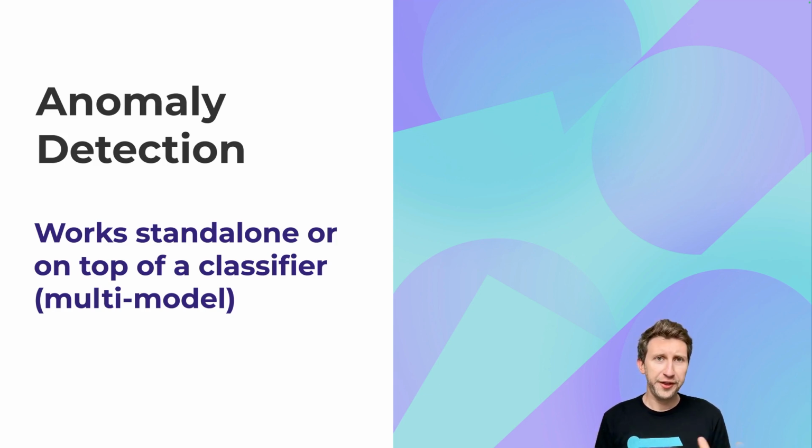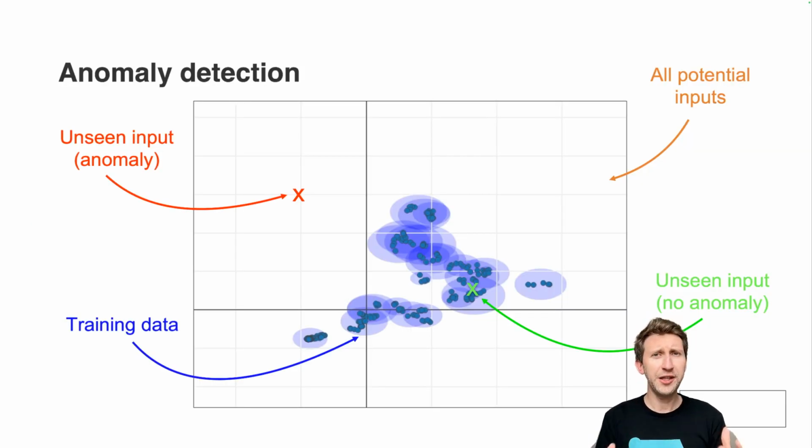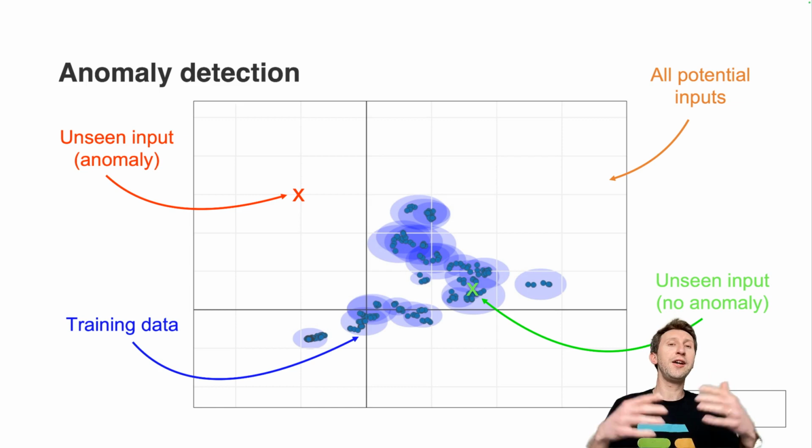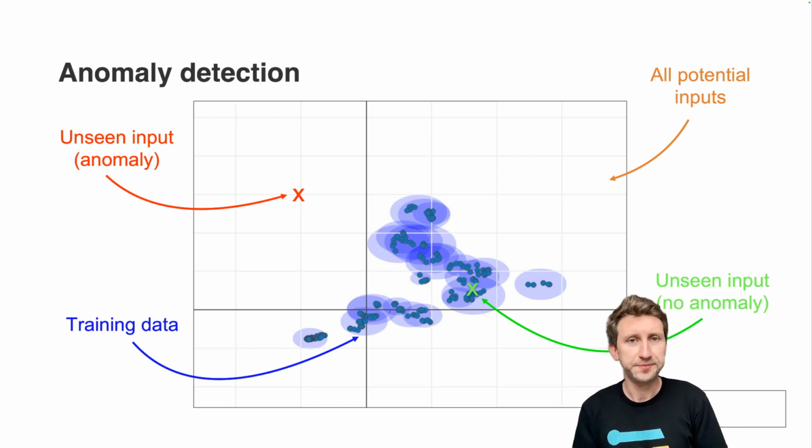And the final thing, the multi-model. So I'm going to cover the anomaly detection use case. It can work standalone or on top of a classifier, thus the multi-model. How does the anomaly detection work? Basically, we study the distance of an input to different clusters. So if an input is inside a cluster, it means that there is no anomaly, and the further away your unseen input is, the higher the anomaly score will be.